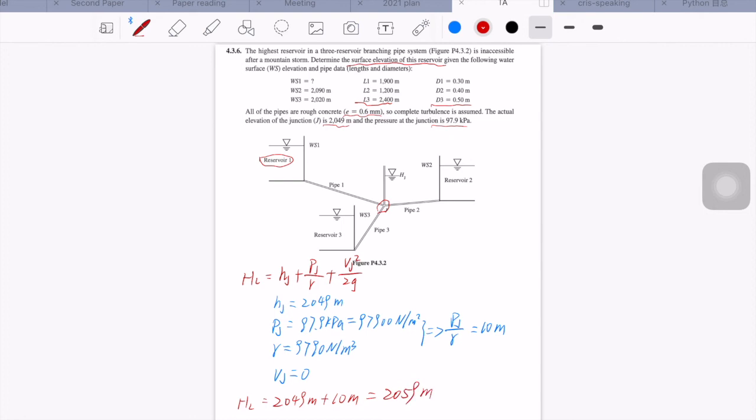We know the water surface elevation at reservoir 2 is 2090 meters. So we know this value is higher than the total energy level at the junction. So the flow is from the reservoir 2 to the junction, and we will balance the energy between the reservoir 2 and the junction.